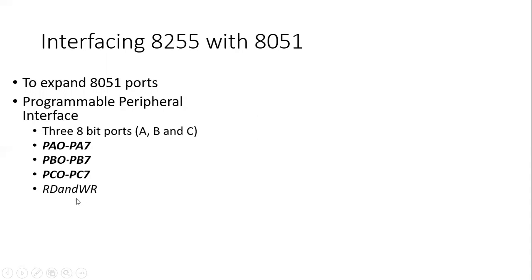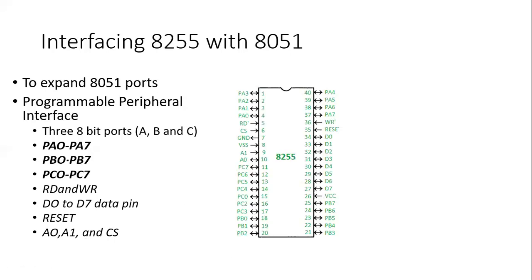In addition to that, it has functions like read and write operations, and it also has data pins ranging from D0 to D7. That is an 8-bit data bus, and it also has the ability to reset. Then it has two address lines A0 and A1, and a separate signal called chip select, which is used to select the programmable peripheral interface.